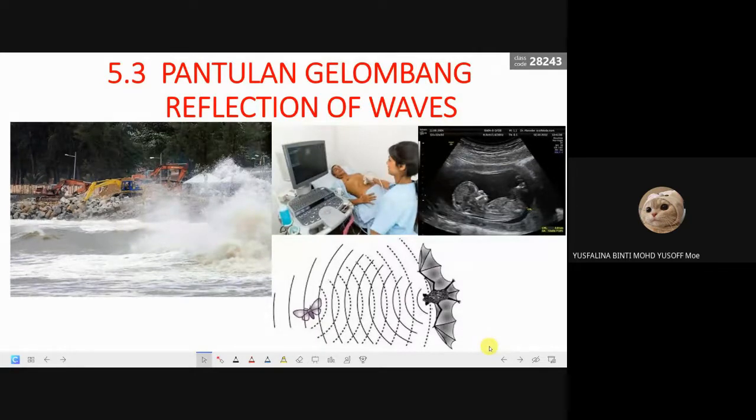So that is resonance. Next we will learn about the phenomena in waves. Actually there are four phenomena. The first one is reflection, which we learn today. After this, we will learn about refraction of wave, the third one is the diffraction of wave, and the last one is the interference of wave. So there are four phenomena in wave. Let's see the first one.